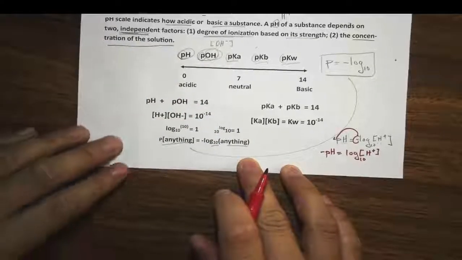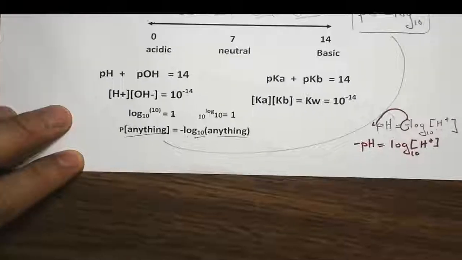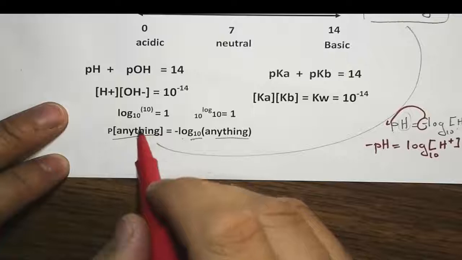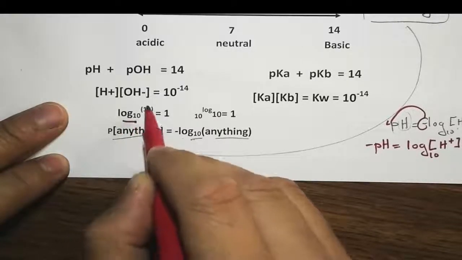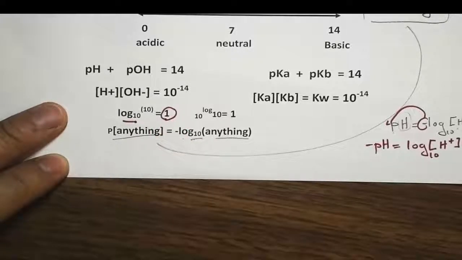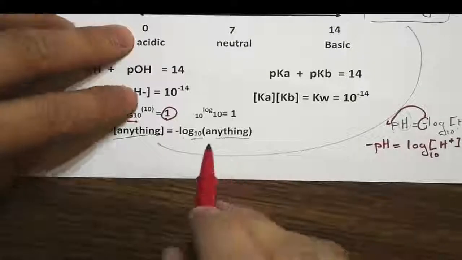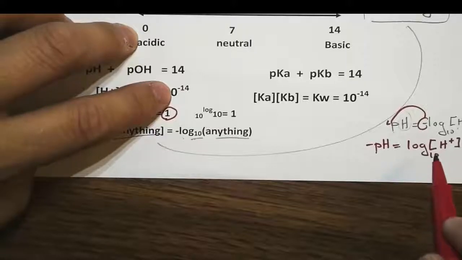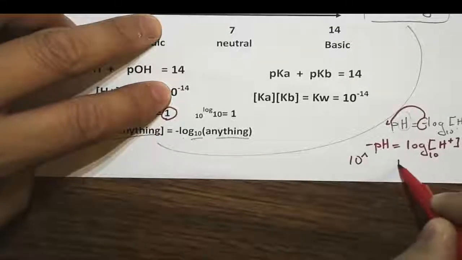And here are the two most important rules about log, and it's extremely important. The first thing is that if you have log with a base of 10 of 10, that is equal to 1. Why is that important? Because anything multiplied by 1 is equal to itself. Well, in this case, what if I put 10 to the power on both sides?